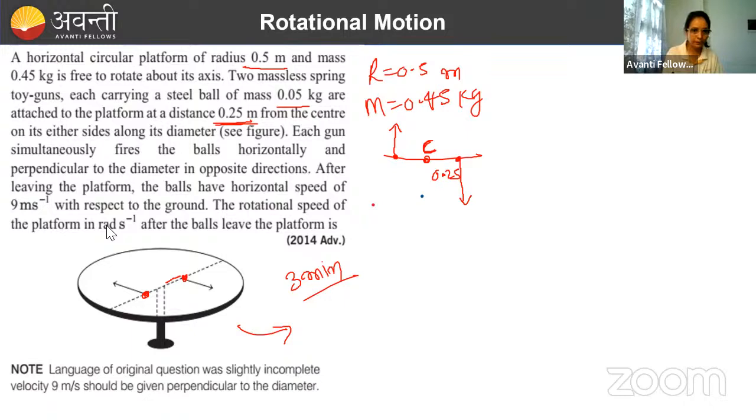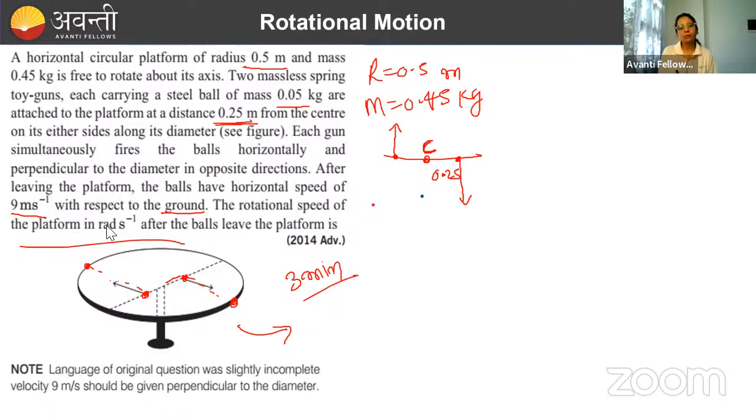Then this is happening. After leaving the platform, it will go like this, and here it will leave. It will also come here, and here it will leave. So after leaving the platform, the balls have a horizontal speed of 9 meters per second with respect to the ground. Then the rotational speed of the platform after the balls leave the platform is?